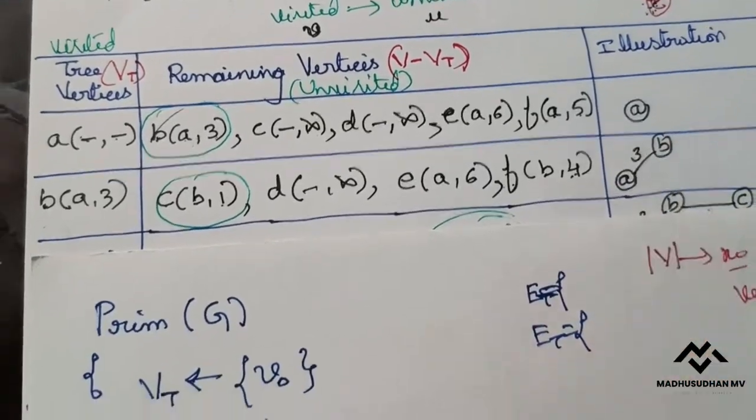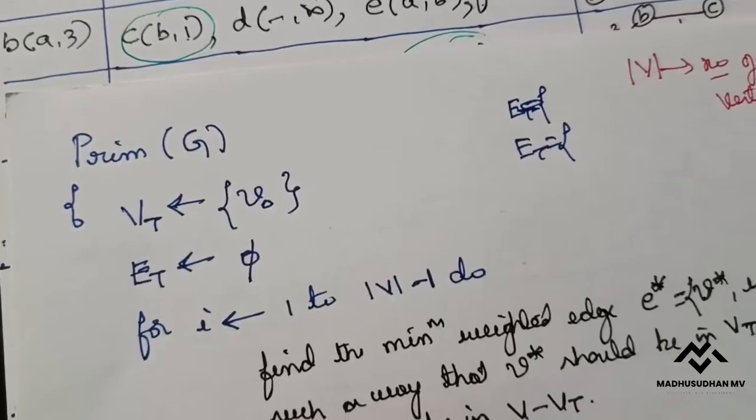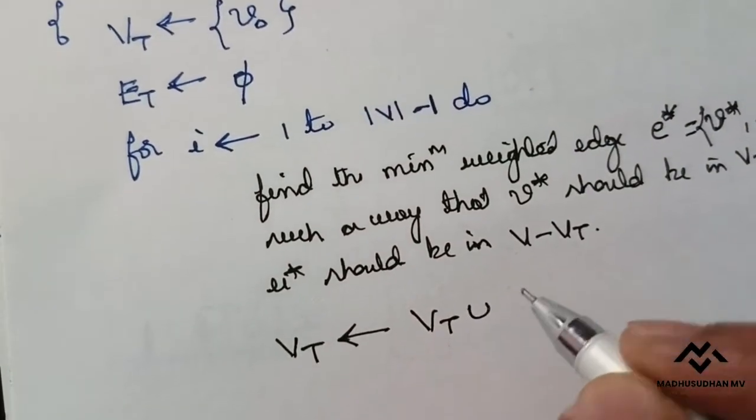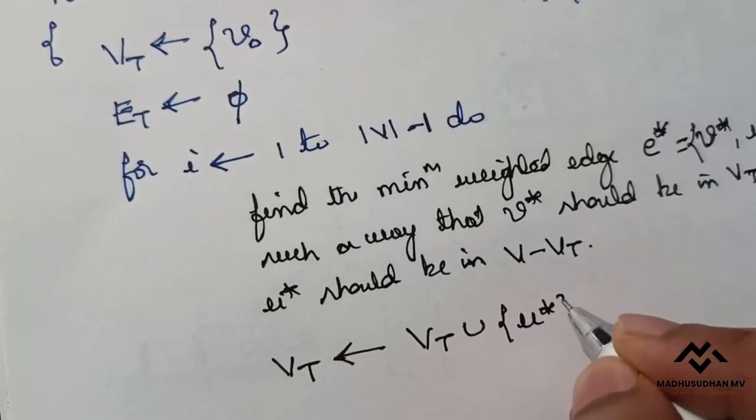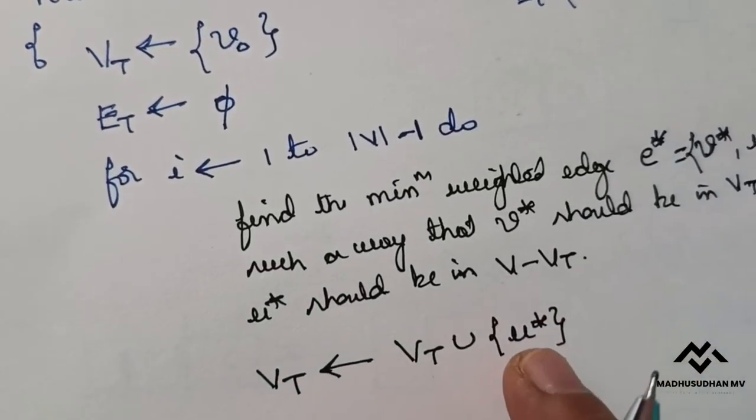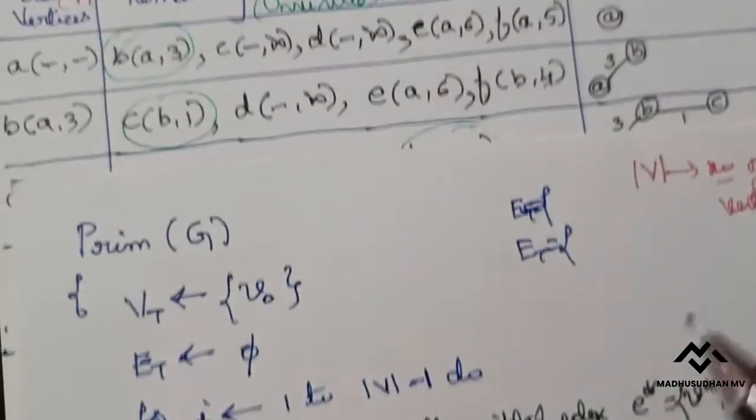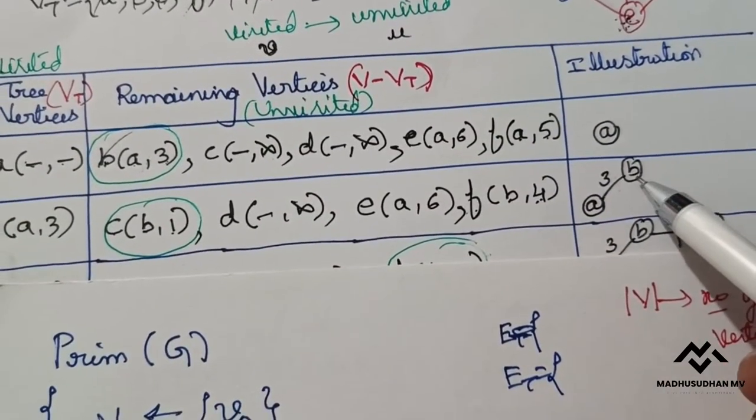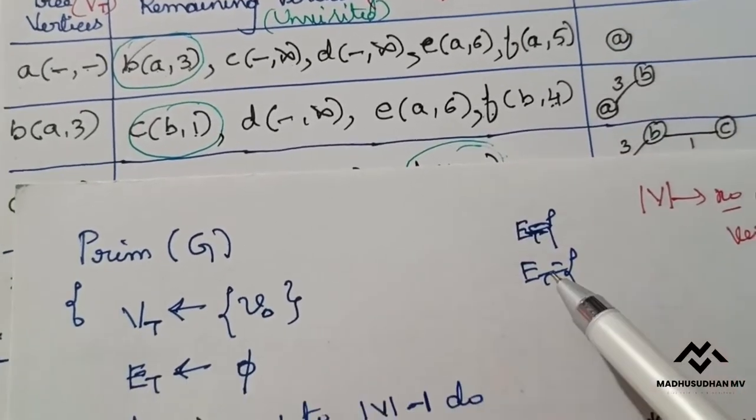To this I am including. So that means I need to include in VT. That means VT union that U star, unvisited vertex U star. That means I am including this vertex in VT. This is my updated VT. Whenever I include one more vertex, it makes one edge, right? So that edge also I need to include in my ET.